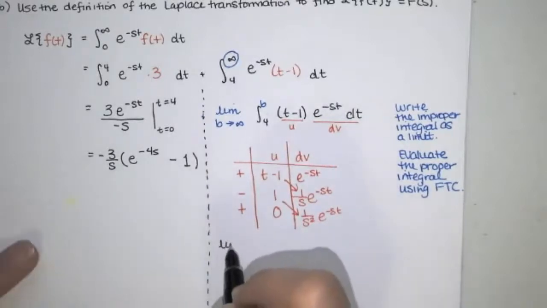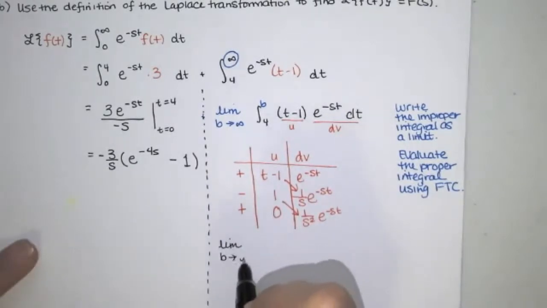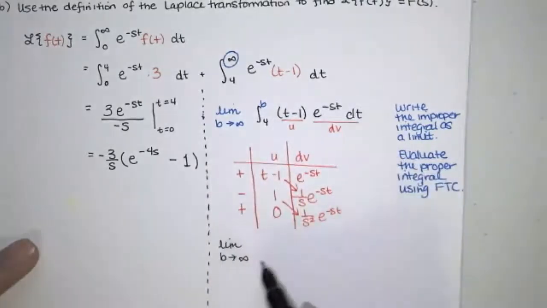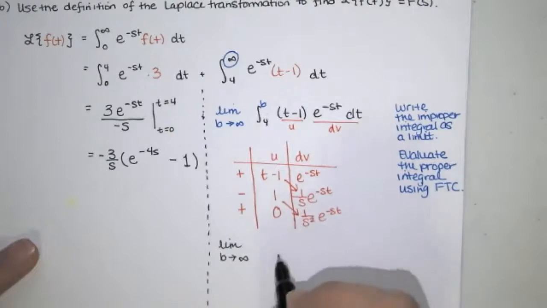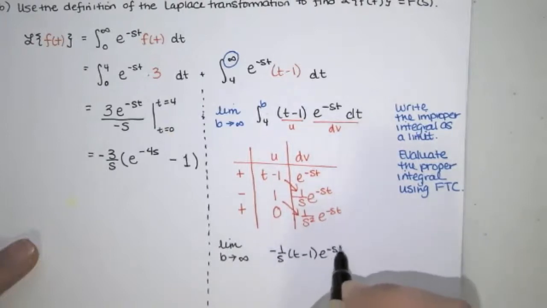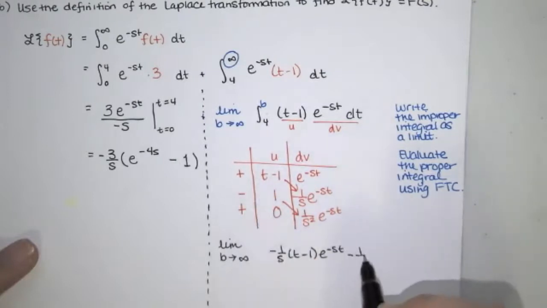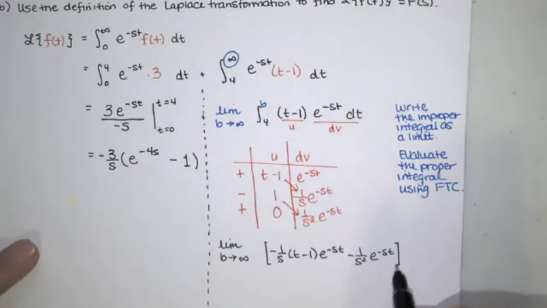And I'm really leaving that limit as b goes to infinity alone, but it's still there. If I want this to be equivalent to this, I need to include that limit. So we'll have this times this minus 1 over s squared times the exponential. We're evaluating that from t equals 4 to t equals b.